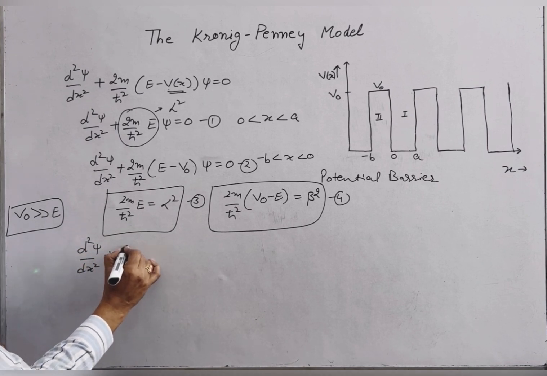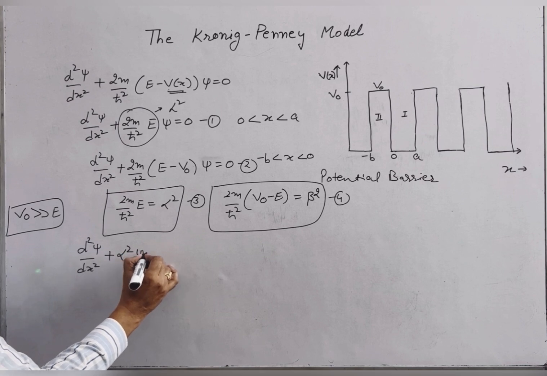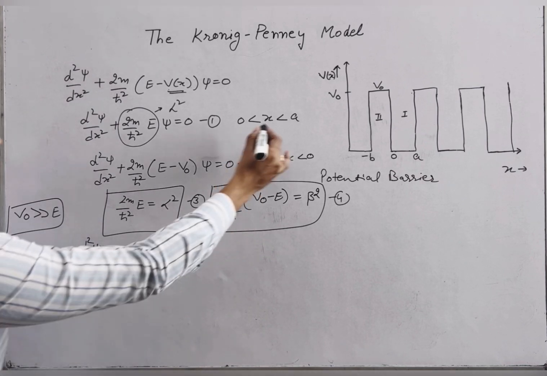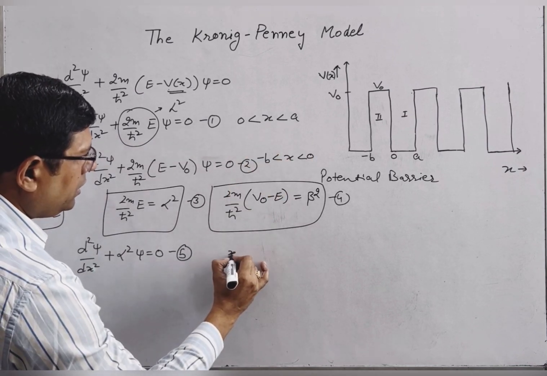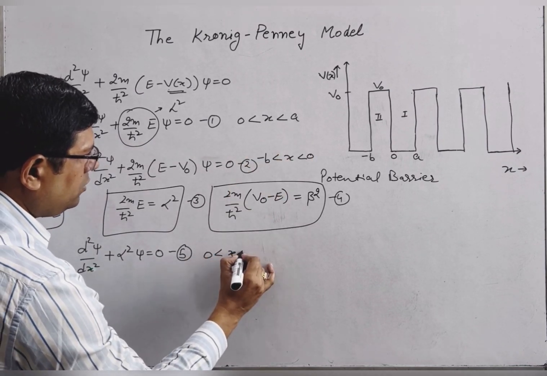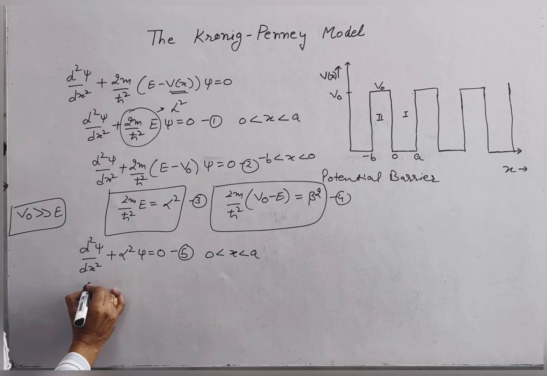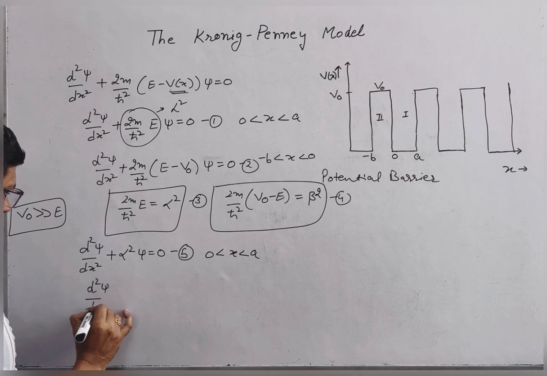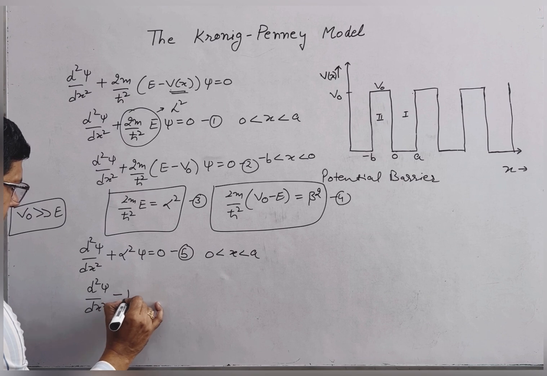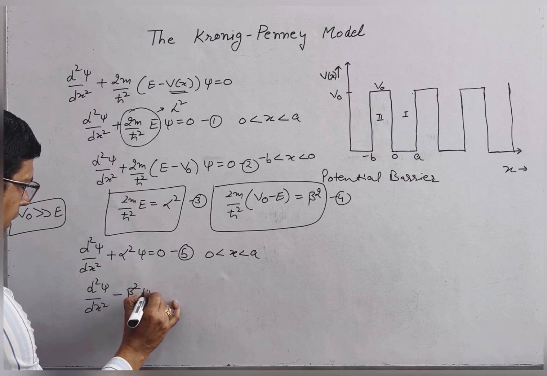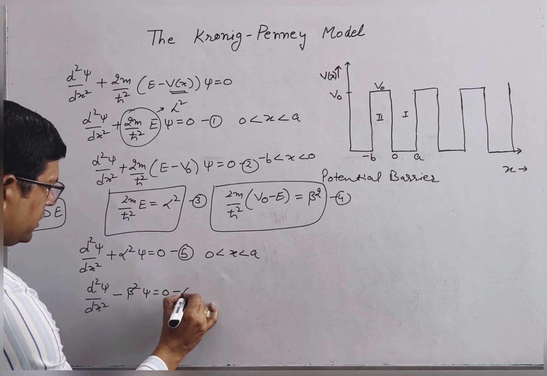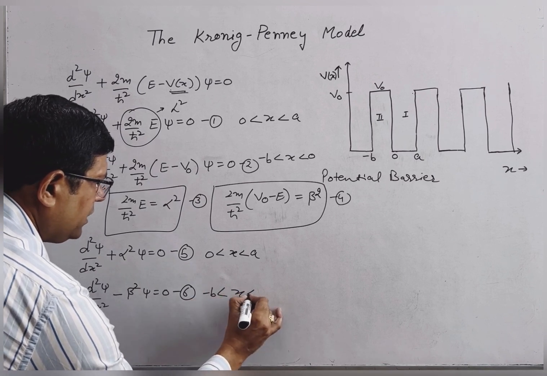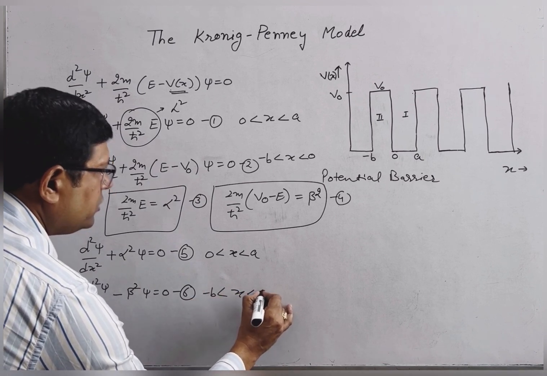Now these two equations become: equation number 1 becomes d2 psi upon dx square plus alpha square psi equal to 0. This is equation number 5, for x lying between 0 to a. And d2 psi upon dx square minus beta square psi equal to 0. This is equation number 6, for x lying between minus b to 0.